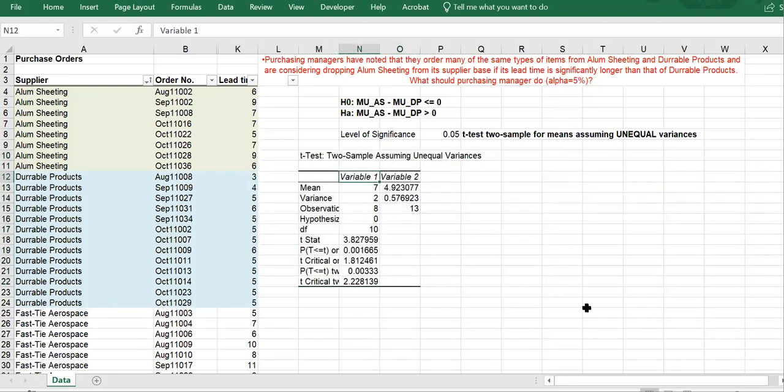So I'm gonna make sure that I have the right name for the variables. And then, so this is the lead time for the first supplier. And then durable products. All right.